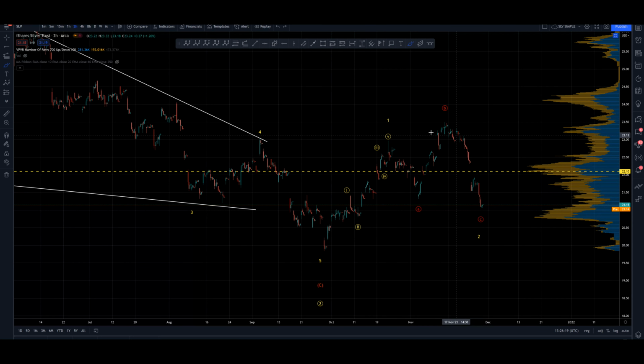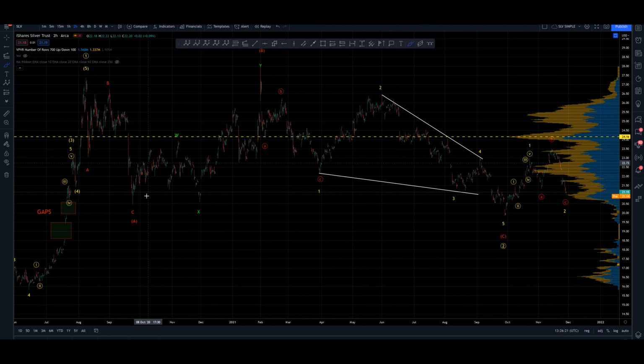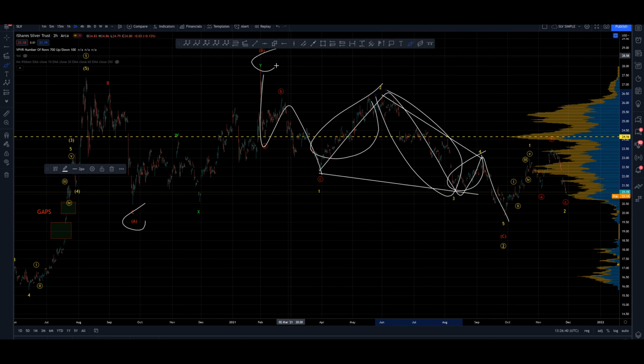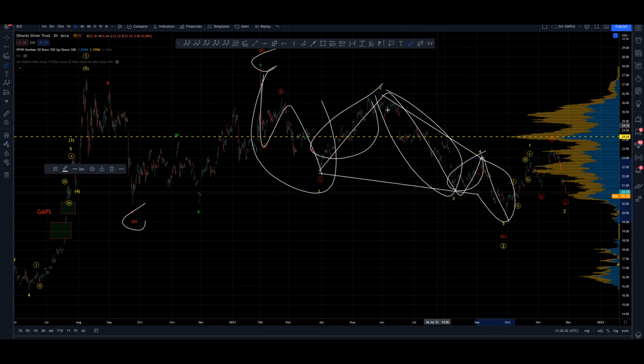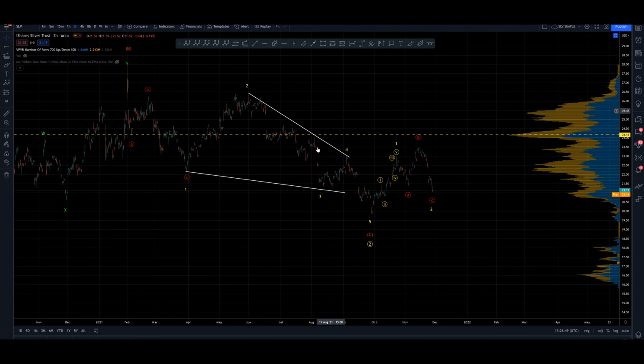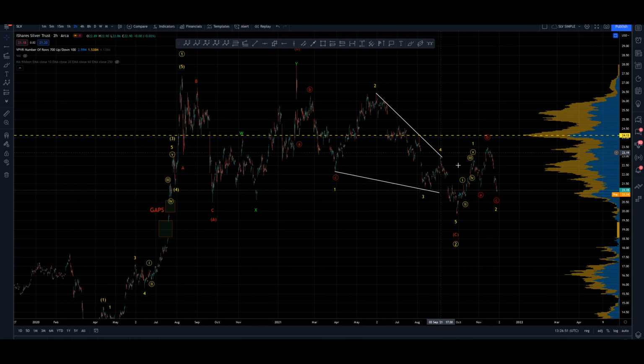Alright, so that's the bullish idea, which is we've gone A, we've gone B, and we've gone A, B, C diagonal into a diagonal for the 1, the 2, the 3, the 4, and the 5 here. So we've got 4 is not as deep as 2, 3 is not as long as 1, and 5 is not as long as 3. So it's a contracting ending diagonal, in this case in a C. Well, there you go. So that's the bullish case.